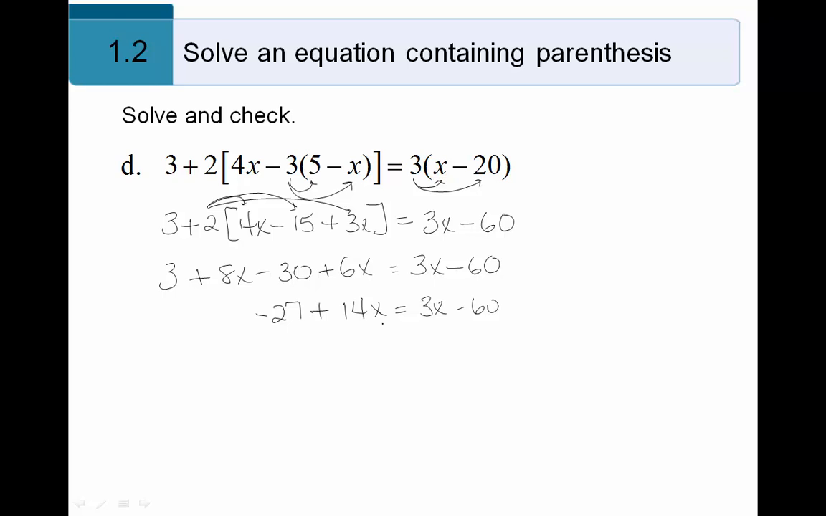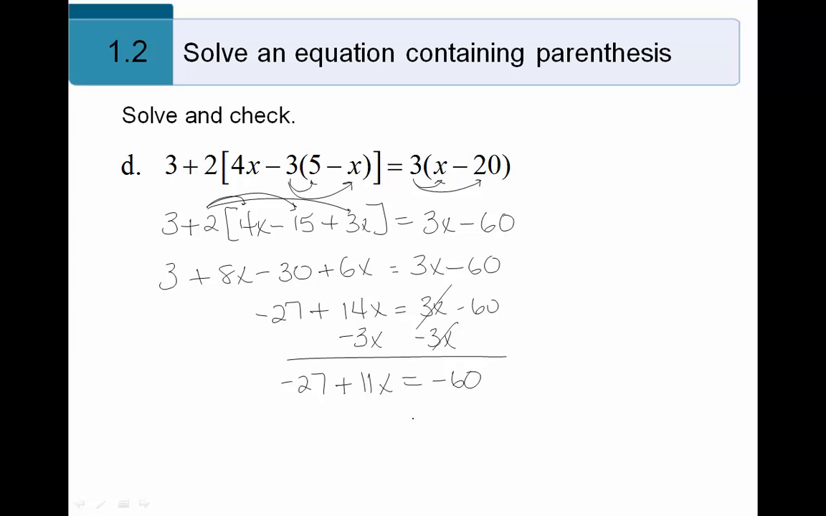Let's collect the variables on one side and the numbers on the other. To get all the variables on the left-hand side, we need to remove that positive 3x on the right-hand side, and so to do so, we're going to put a negative 3x on both sides. Combining the x's, a positive 14 and a negative 3 is a positive 11, positive 11x. On the right-hand side, the 3x's cancel, and we're left with negative 60.